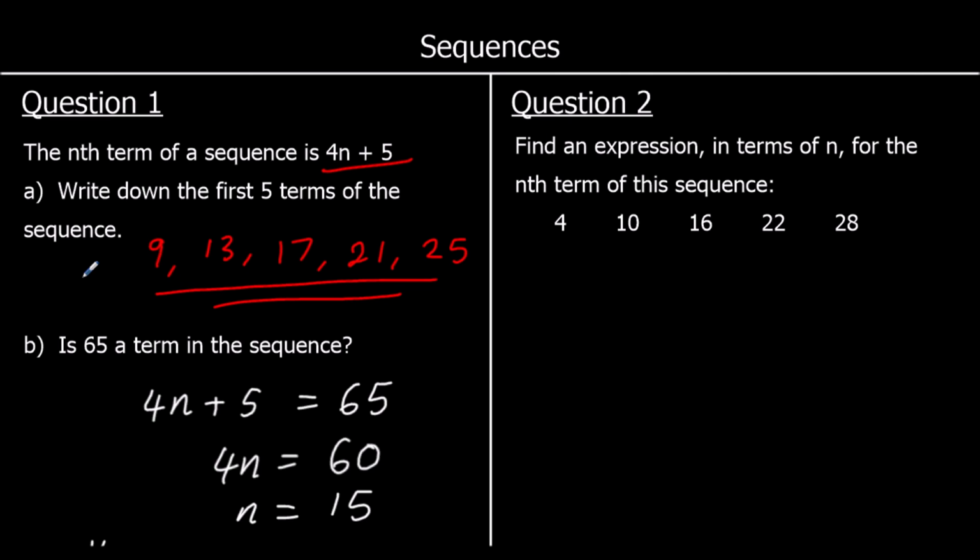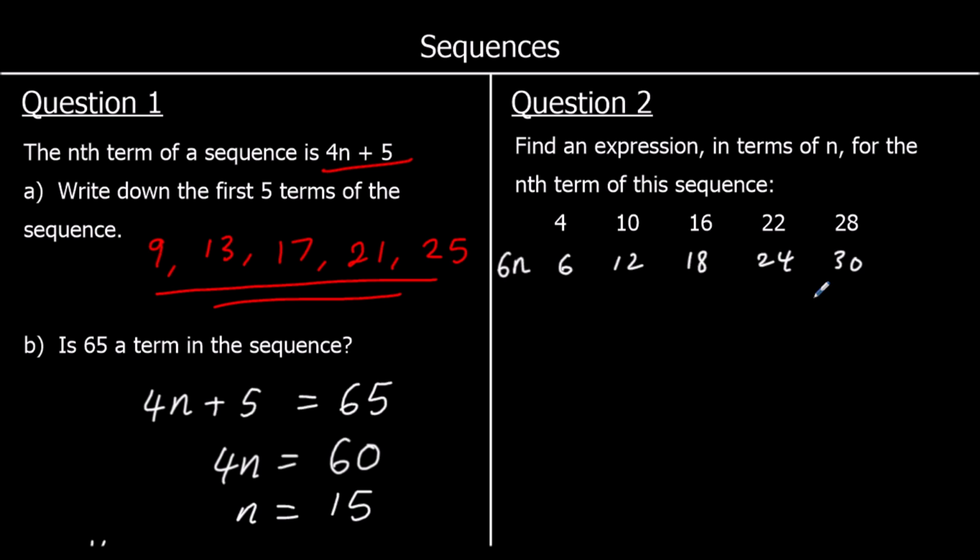Question 2. Find an expression in terms of n for the nth term. So we've got the sequence, and we need the nth term. So we look for what it's going up in. So it's going up by 6 every time. Adding 6 is the term-to-term rule. To get from one term to the next term, you add 6. So because it's going up in 6s, we say that's 6n. And 6n is the 6 times table. So the 6 times table goes 6, 12, 18, 24, 30.